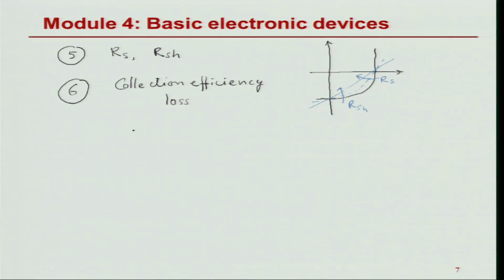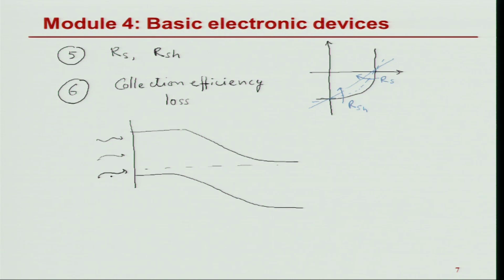To tell you pictorially what can happen, this is the top surface of the PN junction from where I am collecting the light. This is the bottom contact, and I can have an electron hole pair, rather than going in this direction, the electron recombines with the hole. So, this is what I call bulk recombination.